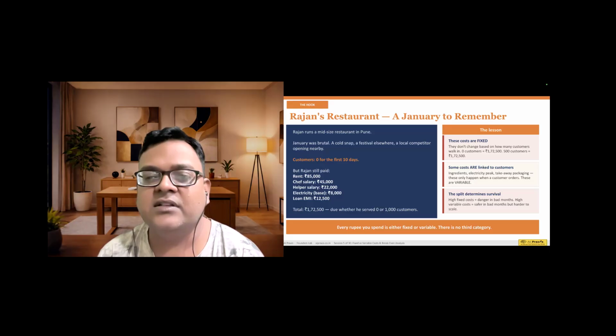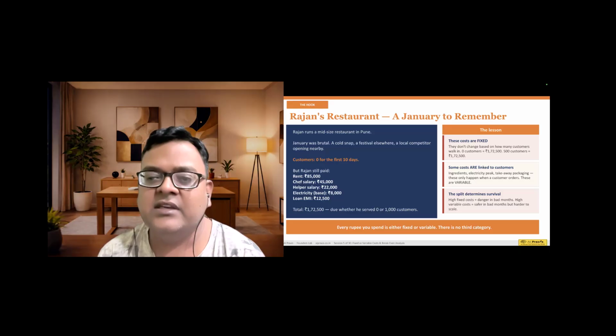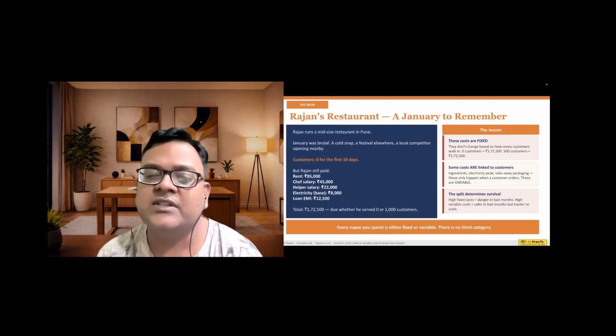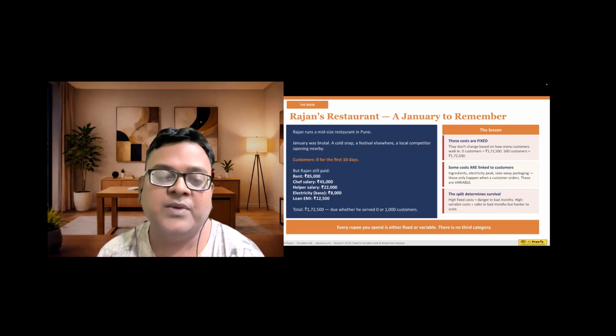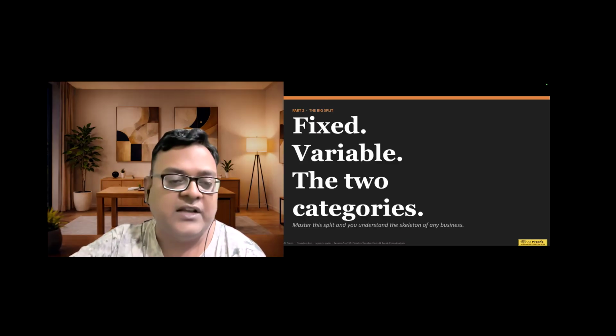Some costs are linked to customers. For example, ingredients, electricity peak, takeaway packaging. These only happen when customers order. These are variable. The split determines survival. High fixed costs equal danger in bad months. And high variable costs are actually safer in bad months, but harder to scale. And every rupee you spend is either fixed or variable. There's no third category. Please remember this. And this is what we will actually study.